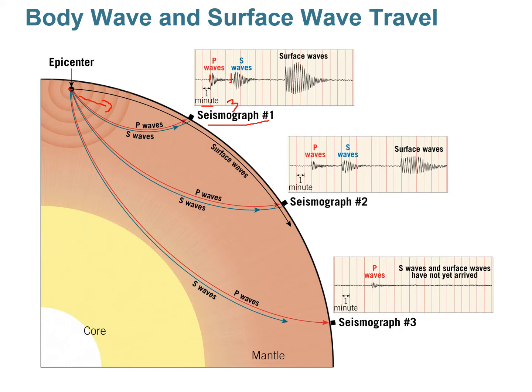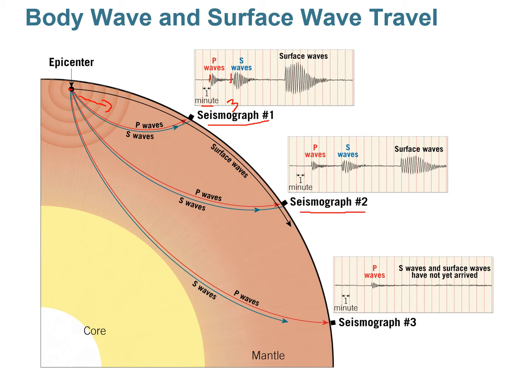So scientists have kind of constructed time lag velocity diagrams, and 3 minutes will translate to a certain distance. So then you can draw that circle around seismograph 1. It makes sense. It's not that far away, so maybe it translates to like 400 kilometers or something.